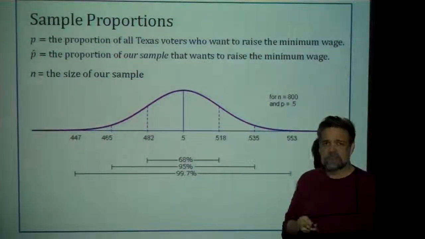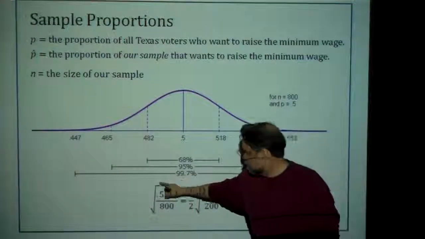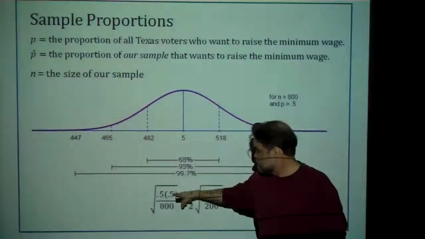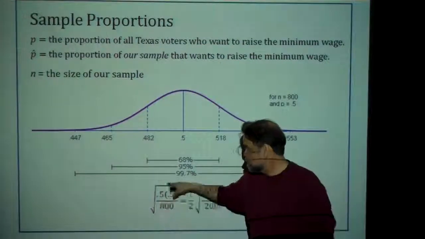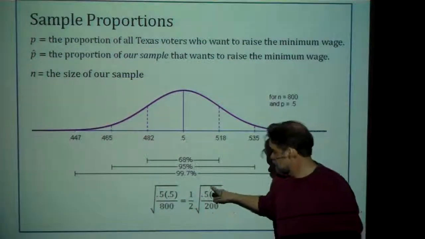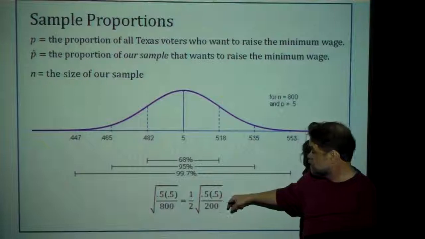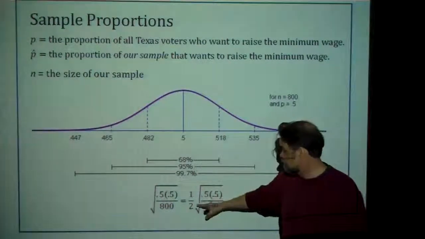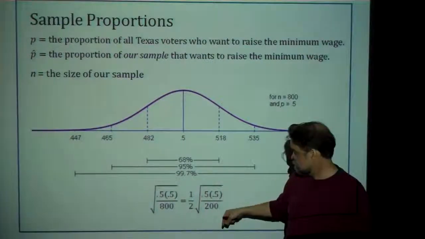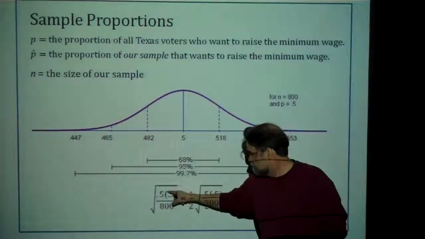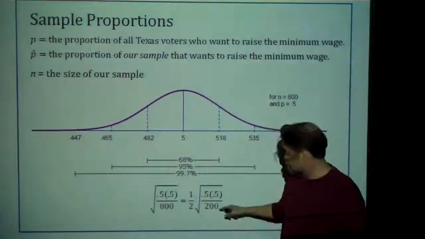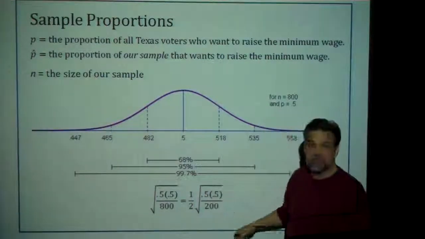Why is that, you ask? Well, there's a really good reason. Here's a standard deviation for 800 people, okay? P times Q over N, take the square root. Here, this radical is a standard deviation for 200 people. P times Q over 200, take the square root. Well, this variance inside the square root is obviously 1/4 of this variance inside the square root.